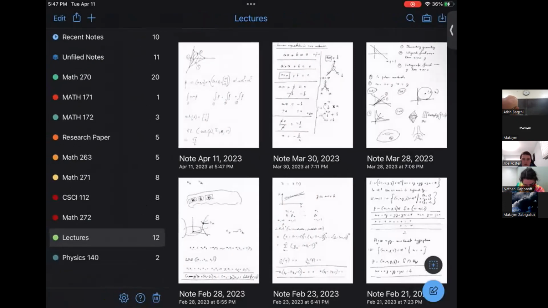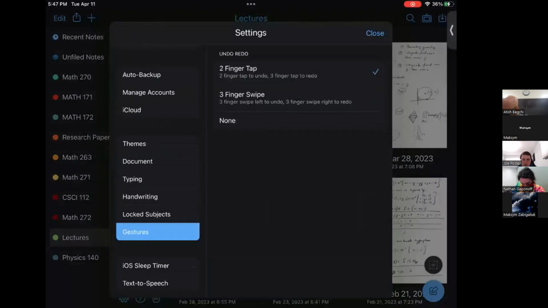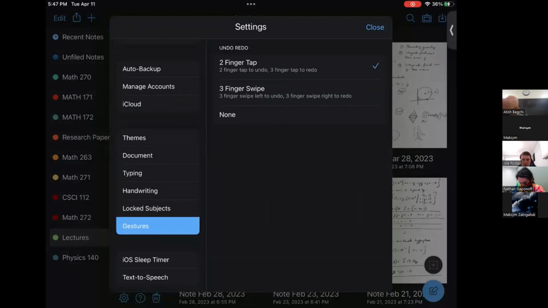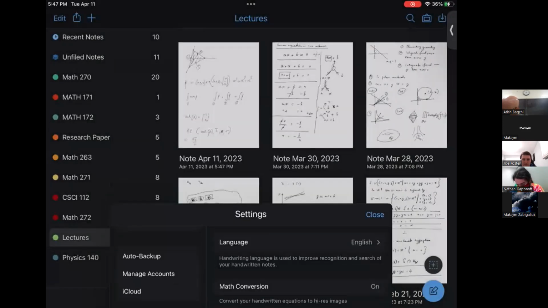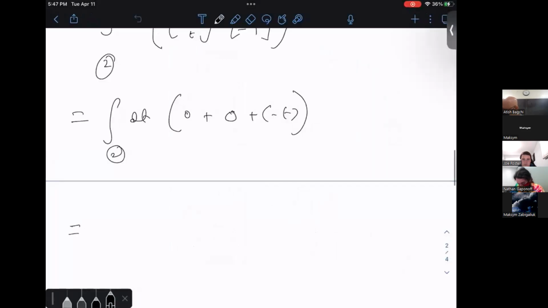Because sometimes you hold it too long and it makes the lines. Right. Shape and line detection off. Oh, I see what is happening.